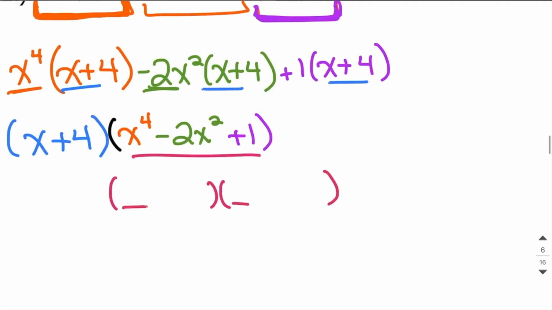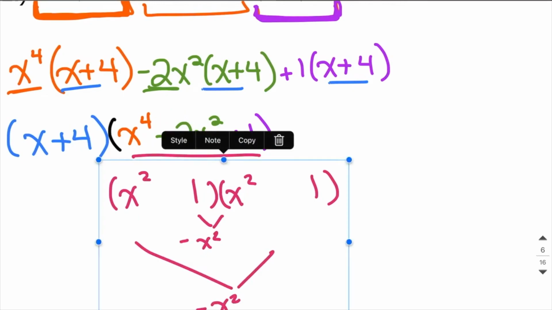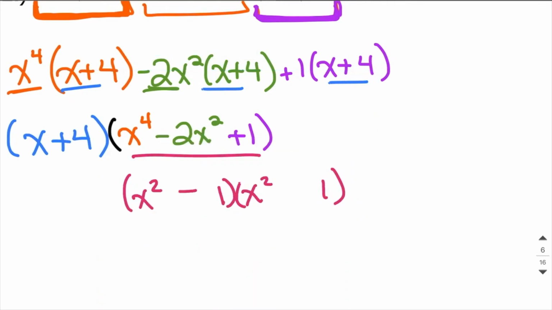So I know this times this would give me x to the power of 4. So I will use x squared and x squared. I also know this times this gives me 1. So I would use 1 and 1. And I want this x squared and this x squared to collect together to give me -2, which is possible if I have both negative x squareds, which means that I would have a minus sign here, a minus sign there. Then I copy down this x plus 4.